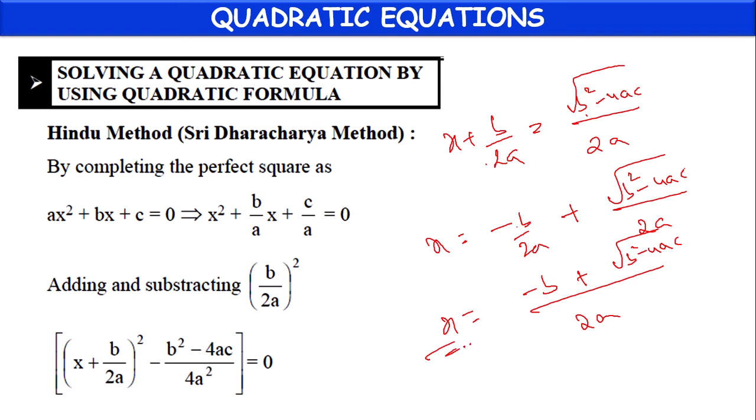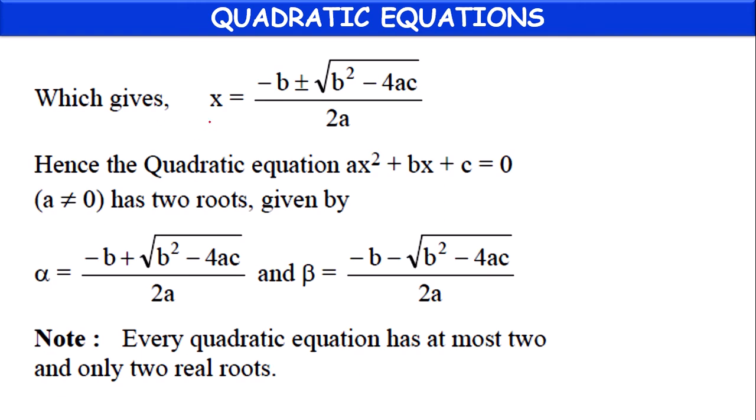But here we have to consider both plus or minus, because suppose if we have 4, we can write it as plus or minus 2 whole square. So that's why here both plus or minus conditions we have to consider. So x equal to minus b plus or minus root of b square minus 4ac by 2a. Like this we are getting the x value.